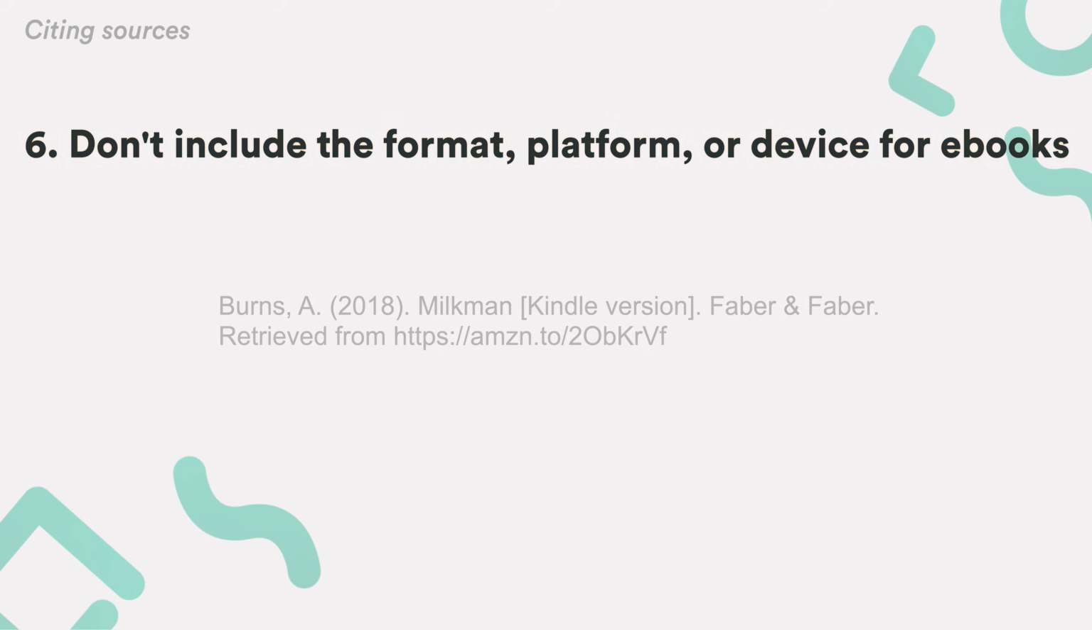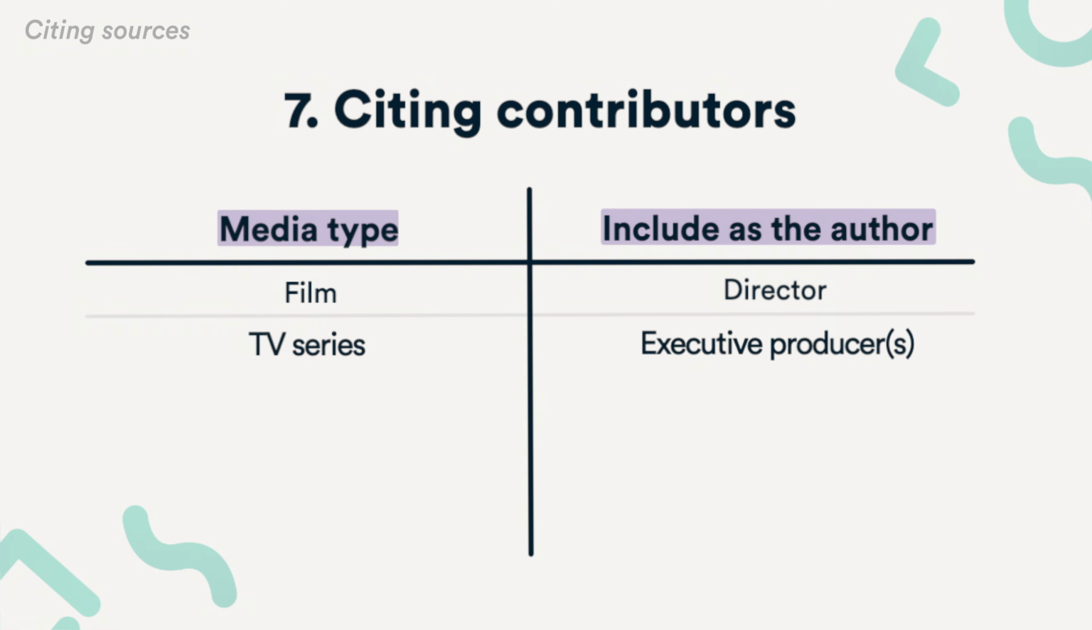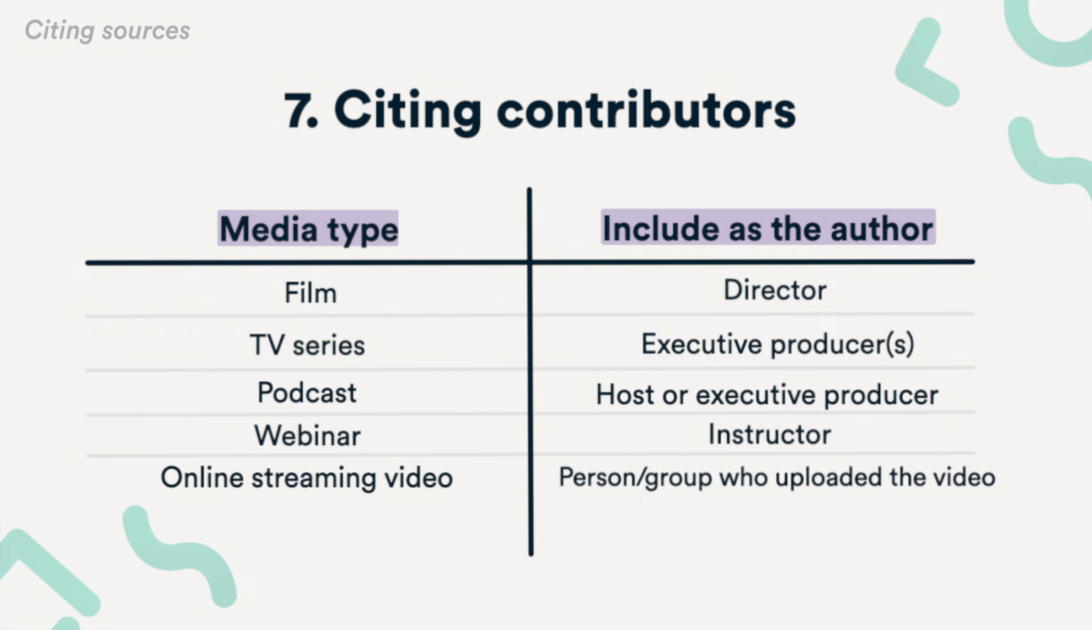Number 6. For ebooks, the format, platform, or device, for example, Kindle, is no longer included in the reference. Number 7. Clear guidelines are provided for including contributors other than authors and editors. For example, if you want to cite this video, make sure to include Scribbr as the author.